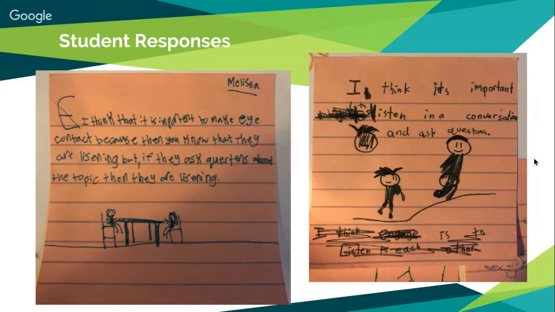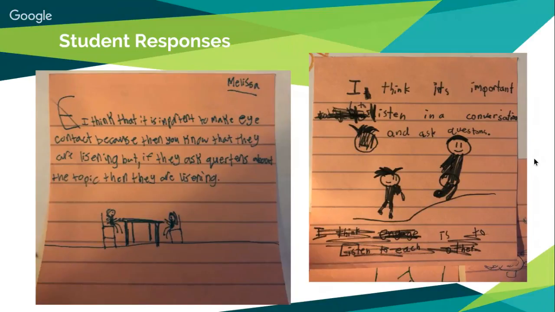This is another one. I think that it is important to make eye contact because then you know that they are listening. But if they ask questions about the topic, then they are listening. It's so cute. Now, this one, I think it's important to listen in a conversation and ask questions.